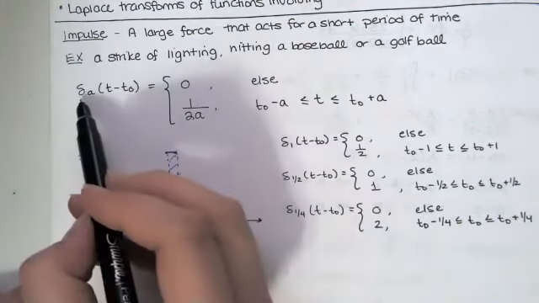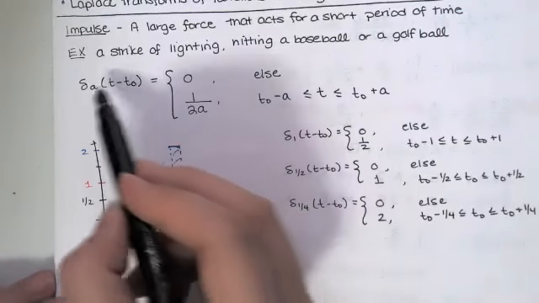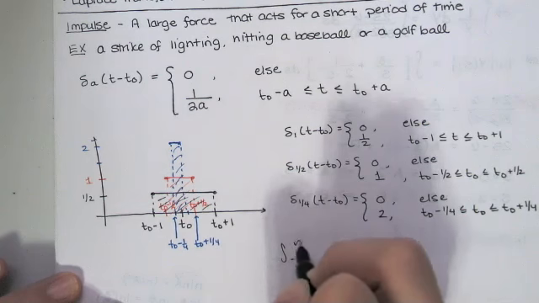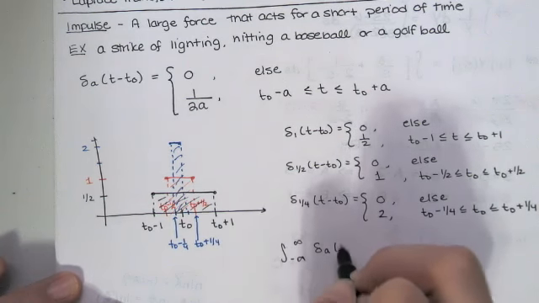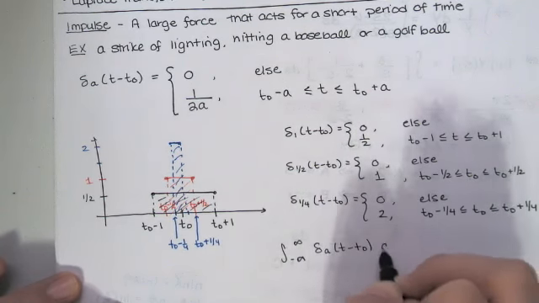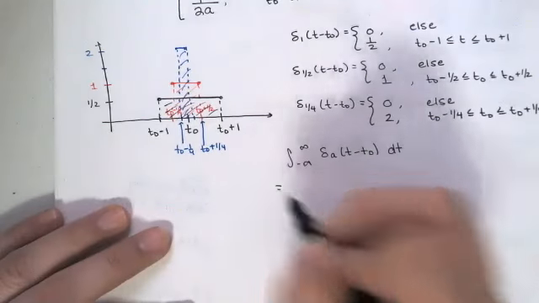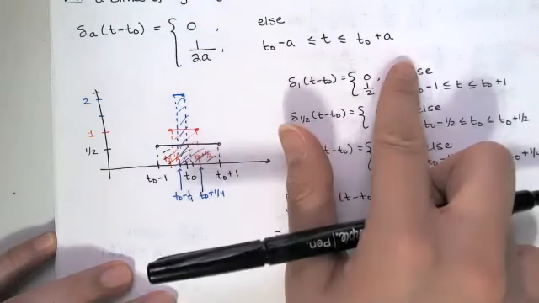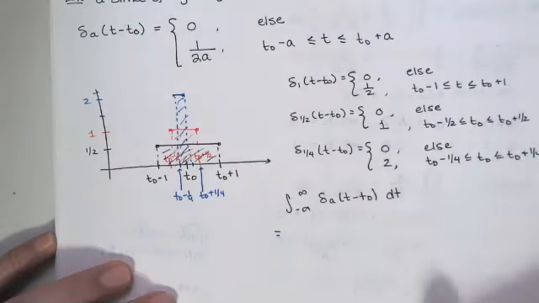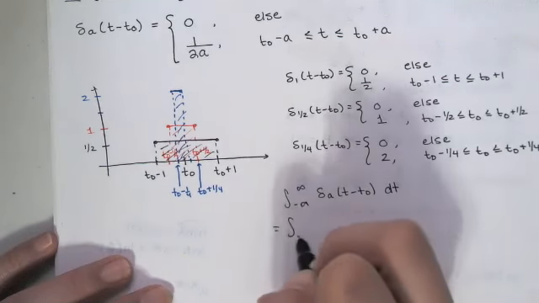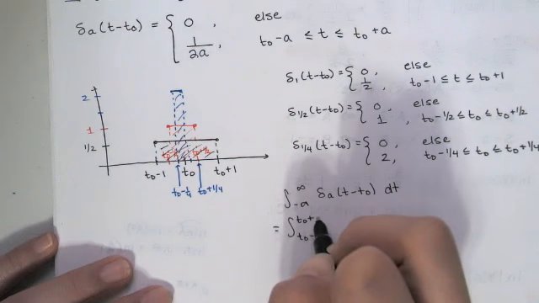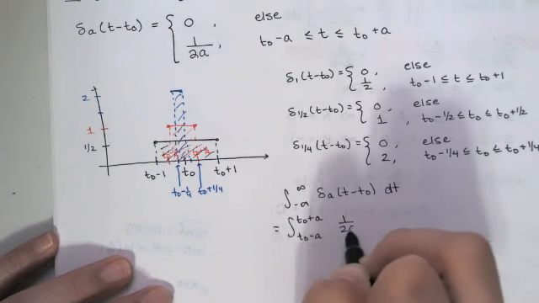So if I were looking at the integral from negative infinity to infinity of this function, delta sub a of t minus t naught, well, it's only non-zero on the interval from t naught minus a to t naught plus a. The rest of the time it's 0. So this is really the same as the integral from t naught minus a to t naught plus a of 1 over 2a.